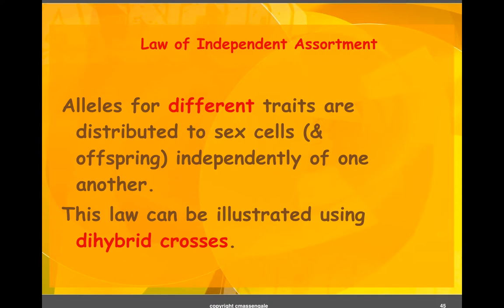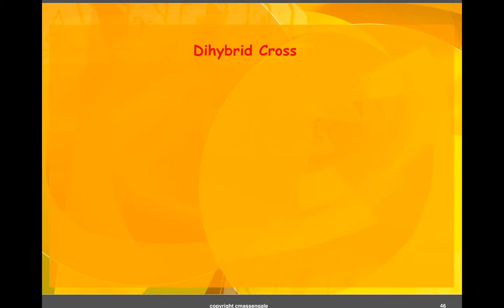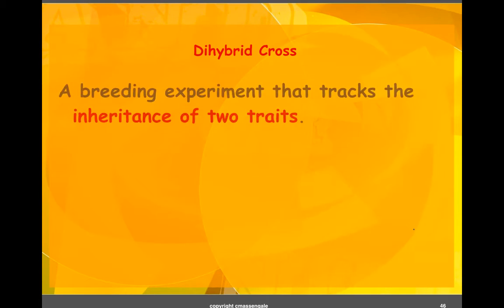Alleles for different traits are distributed to sex cells and offspring independently of one another. That's known as the law of independent assortment. This law can be illustrated using a dihybrid cross. Dihybrid crosses, so di meaning two. This is the breeding experiment that tracks the inheritance of two traits.